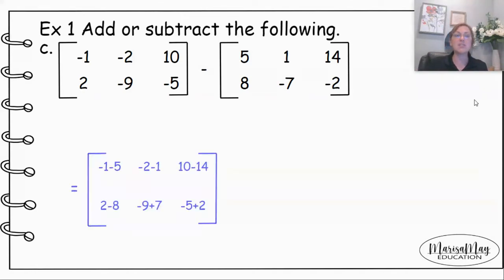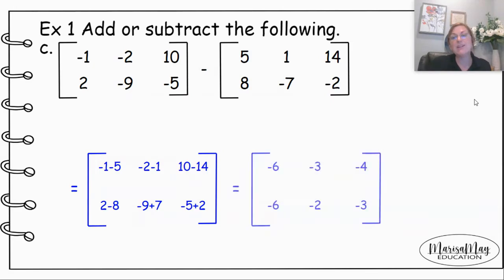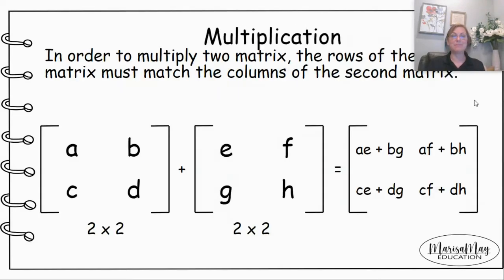So for that first element, it's -1 minus 5, order matters. -2 minus 1, 10 minus 14, and so forth. Once you write those out, then you can easily do the subtractions here to get your -6 and -3 and -4, right? Be really careful with those subtractions, again, because that order does make a difference.